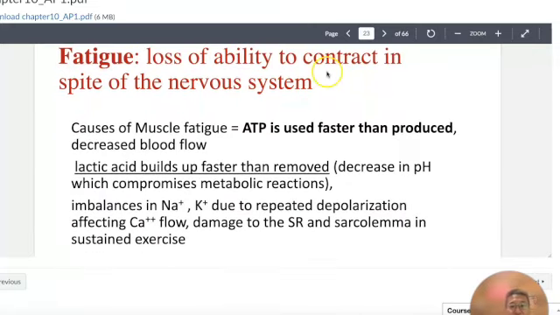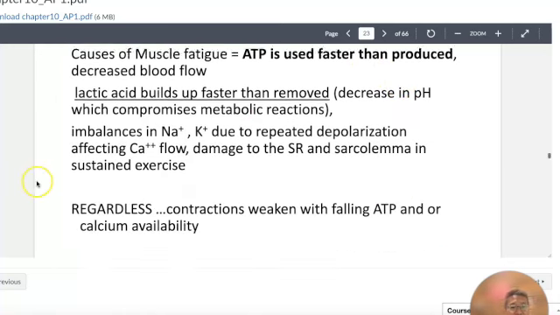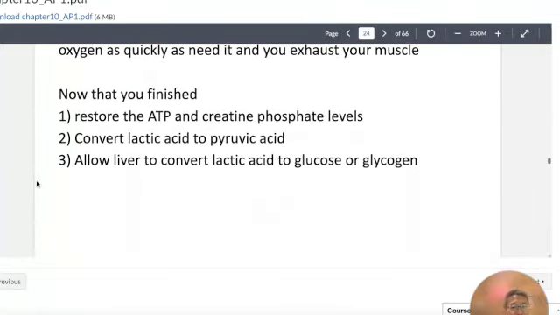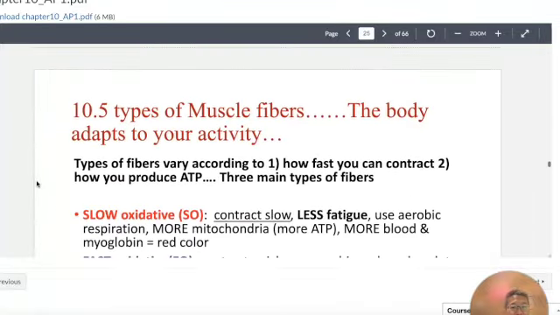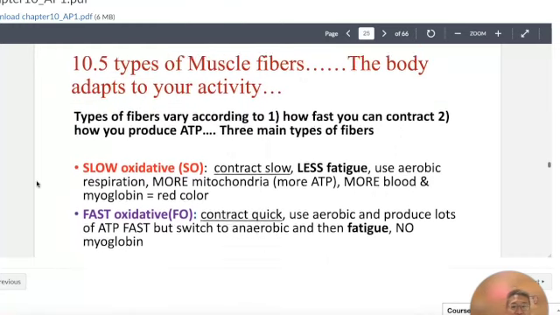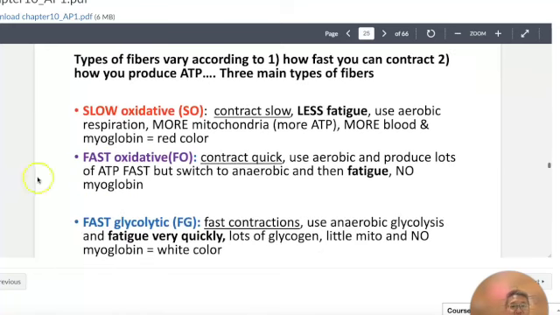Fatigue is the loss of ability to contract. Okay, we saw this already. Buildup of lactic acid. So these are three ways that the body makes ATP. Now, three types of muscle fiber. Okay, so there are slow oxidative, fast oxidative, and fast glycolytic.